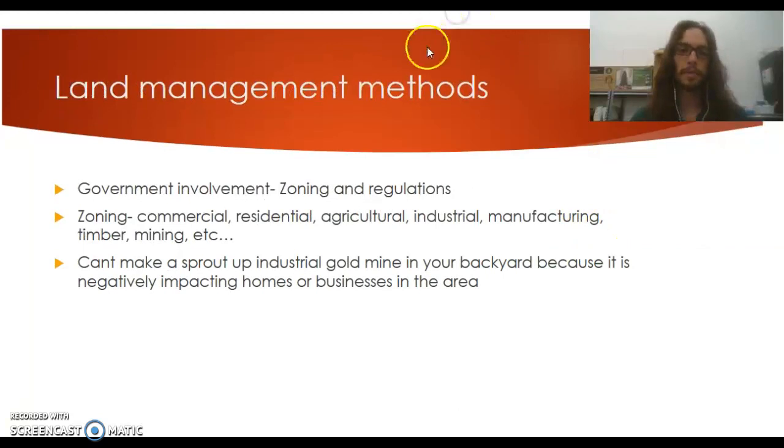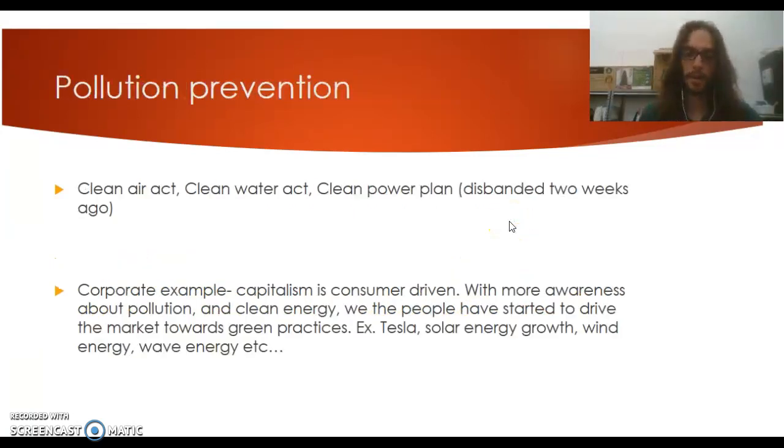So let's talk about some land management methods. The government is involved in a lot of land management through zoning and regulations. So zoning is commercial, residential, agricultural, industrial, manufacturing, timber, mining, etc. There are zoning restrictions on all of these types of things. I talked about this because you can't really start up a gold mine in your backyard if you find gold back there. It's going to negatively impact the homes and the businesses in your area. So zoning restrictions tend to have the stipulation that it can't negatively impact homes or businesses in the area. So that's something you have to think about.